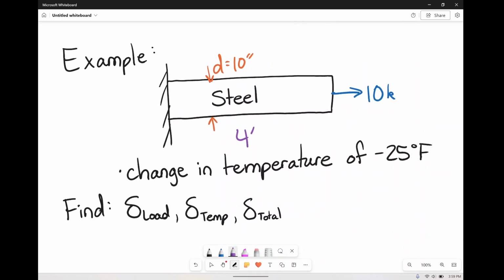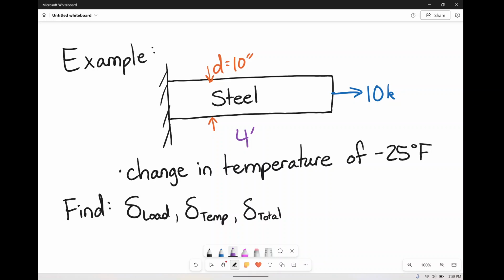For this example, let's say we have this steel rod, and this steel rod has a diameter of 10 inches, very not to scale. It sticks out 4 feet, and on the end of it, we put a 10 kip load. It's also outside, go figure, and therefore there's a change in temperature of a drop of 25 degrees Fahrenheit. So we had a change of negative 25 degrees Fahrenheit.